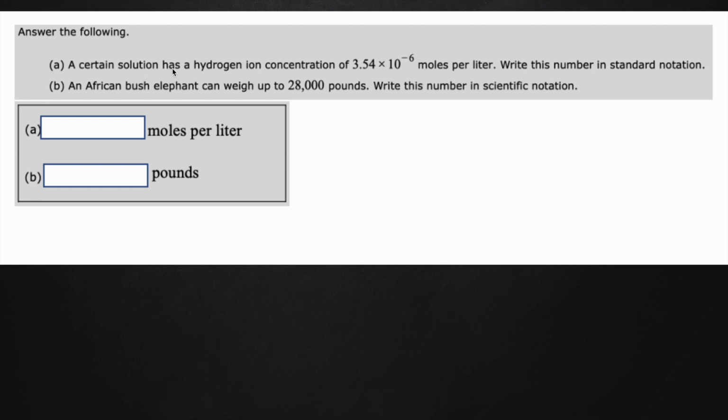So we have a certain solution has a hydrogen ion concentration of 3.54 times 10 to the negative 6 moles per liter. Write this in standard notation. So again, that's definitely a very scientific sentence there. Don't worry too much if you don't understand what the hydrogen ion concentration and moles per liter mean. It has to do with literally how much of the hydrogen ions are in this liter of solution.